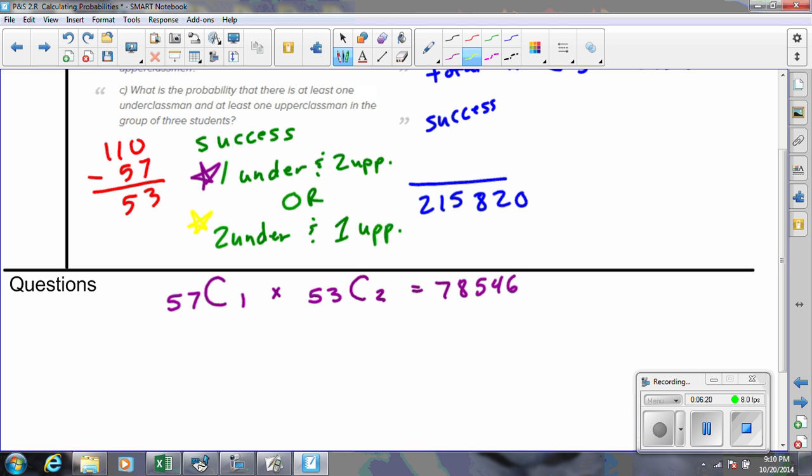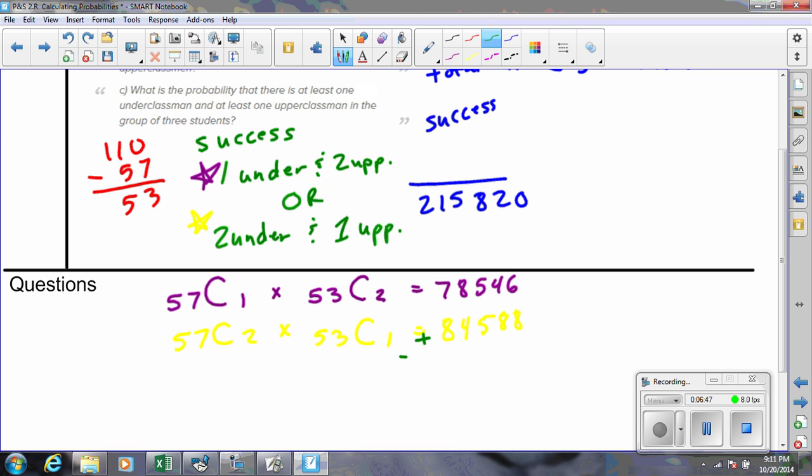Considering the other option, two underclassmen and one upper, that would say there are 57 underclassmen, we're taking two of them, 53 upperclassmen, we're picking one of them, and when we type those pieces into our calculator, we will obtain 84,588.